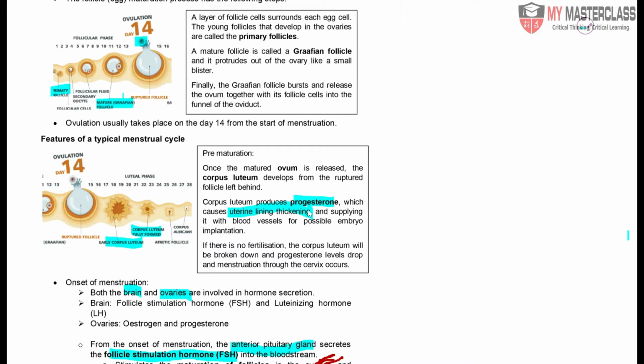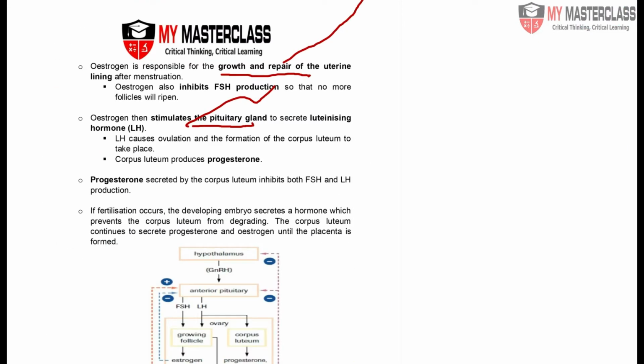So in the event of fertilization, the fertilized egg itself has to implant itself into the uterine lining for fetus development, which is why the uterine lining has to prepare itself. Okay, so once progesterone is being secreted, it will inhibit both FSH and LH.